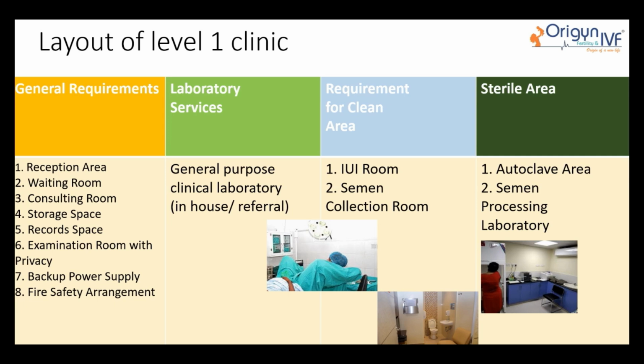You can just send the blood test, but you need to have an MOU with some path labs. For the clean area, you need an IUI room and a semen collection room. And in the sterile area, you need an autoclave area and a semen processing laboratory. So these are the basic infrastructure requirements written in the Act. Next slide.